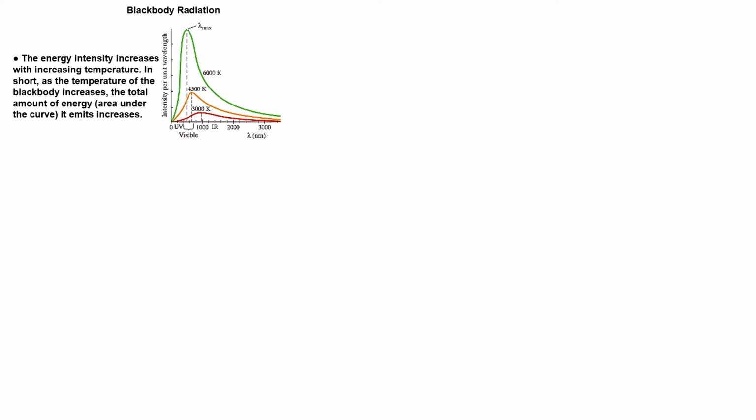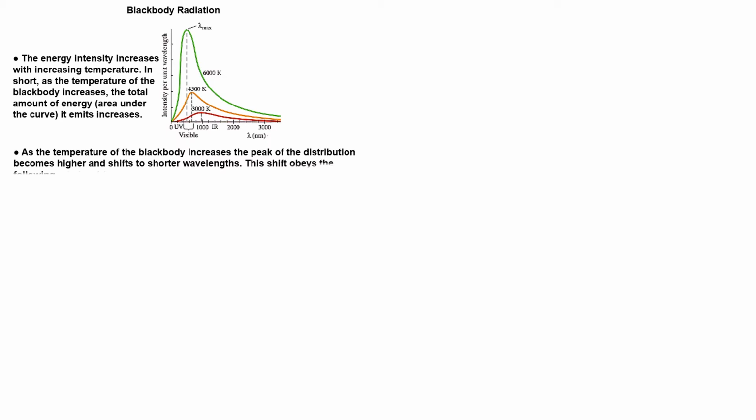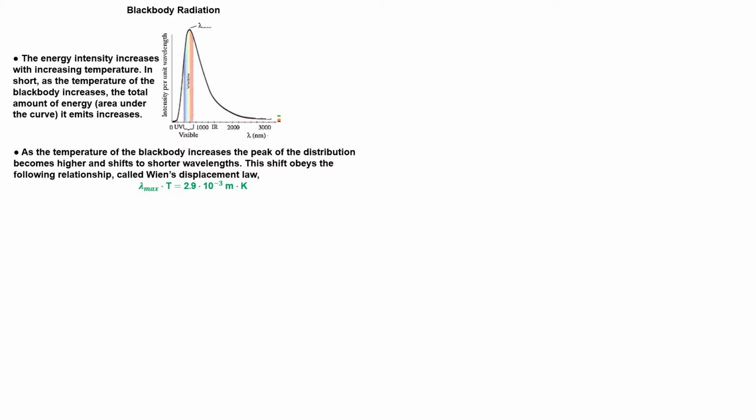Second, as the temperature of the blackbody increases, the peak of the distribution shifts to shorter wavelength. This shift obeys the following relationship called Wien's displacement law. As the temperature rises, the peak wavelength becomes higher and shifts to shorter wavelength. Yellow light has shorter wavelength than red light, so a body that glows yellow is hotter and brighter than one of the same size that glows red.